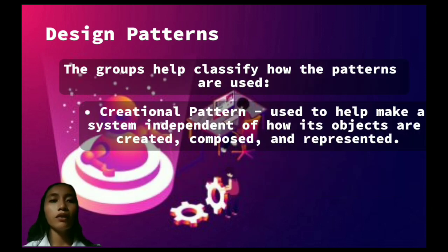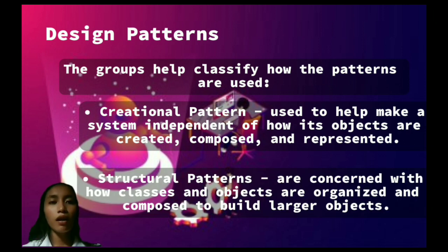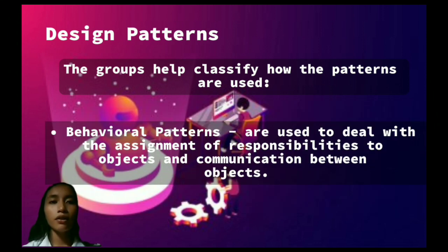First, creational pattern. Used to help make a system independent of how its objects are created, composed, and represented. Second, structural pattern. Are concerned with how classes and objects are organized and composed to build larger objects. Structural patterns provide ways to create relationships between objects and define how they interact with each other to achieve a specific functionality. Third, behavioral patterns are used to deal with the assignment of responsibilities to objects and communication between objects.